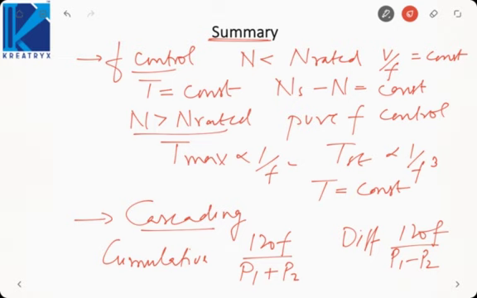So that is what we learnt in this lecture. In the next lecture, we will solve some problems based on torque slip characteristics and speed control of the induction motor.